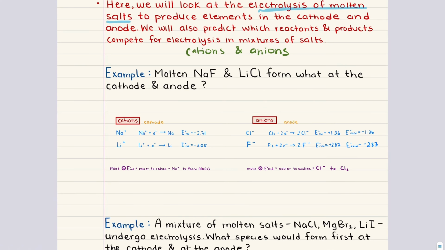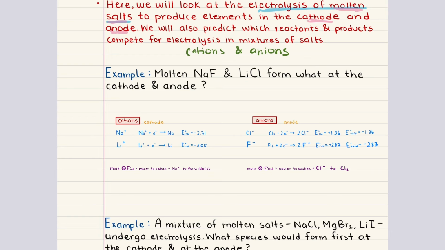At the cathode, the ion with the more positive or less negative reduction potential is reduced first. At the anode, the ion with the more positive oxidation potential is going to be the one that's oxidized first. So molten salts serve as the simplest controlled environment to learn the selection rules because the products follow directly from comparing electrode potentials without any interference from water.